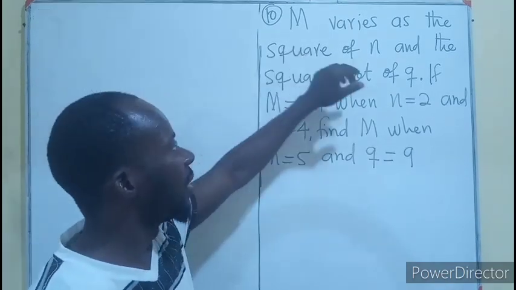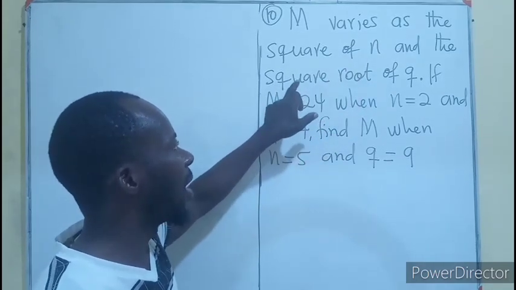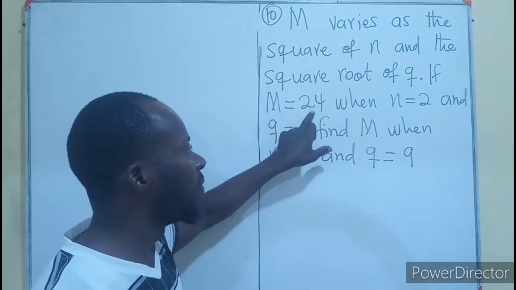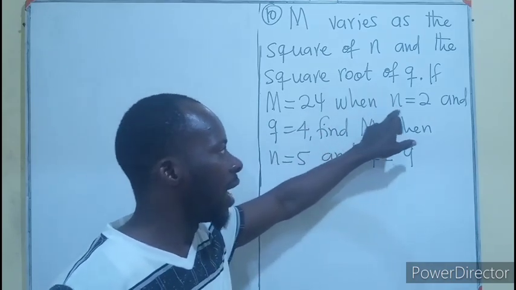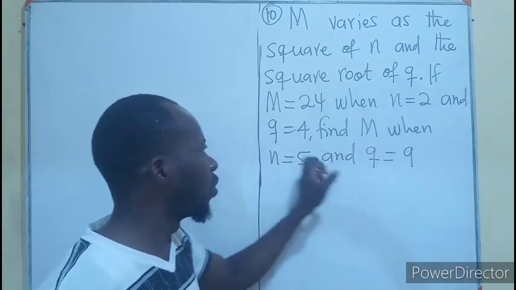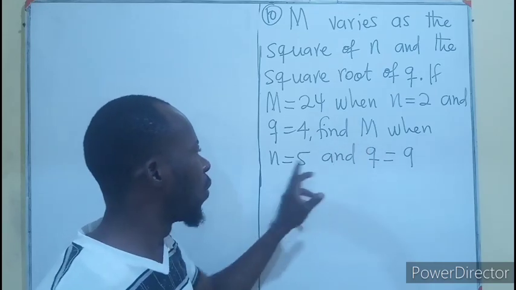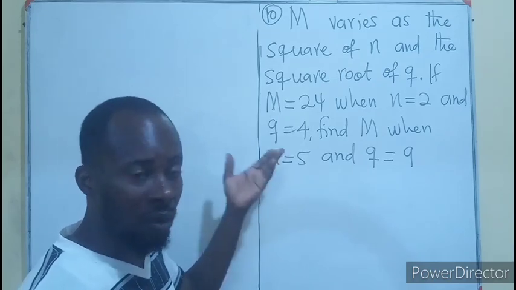So m varies as the square of n, and at the same time as the square root of q. So if m is given as 24, when your n is 2 and that of q is 4, now find the value of m when n is 5 and q is 9. So this is a variation question.